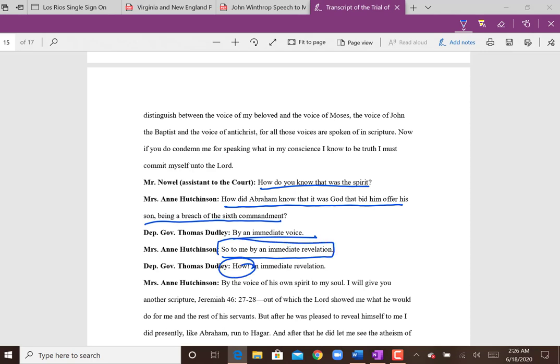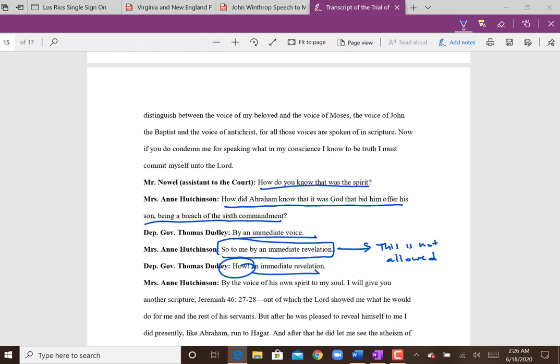And then look at his response. How? An immediate revelation? So this is not allowed. Puritan society, and Puritan belief was that God did not directly speak to people. So she's killing it, this whole thing. I skipped through some of it, but we got the idea. Every charge, every argument they made, she countered, and they could not beat her. The whole trial is one example of how smart Anne Hutchinson is.